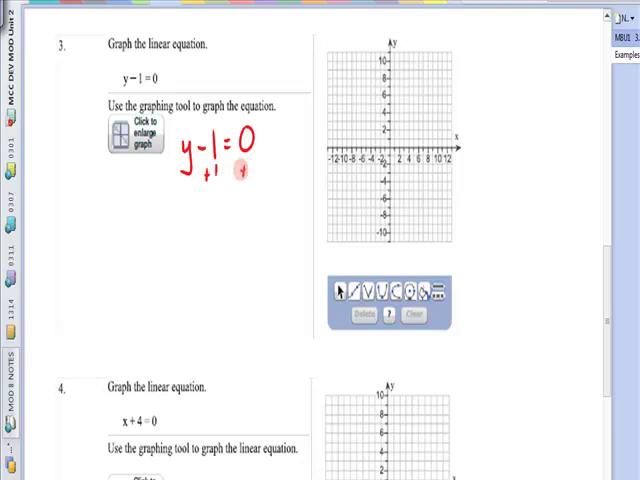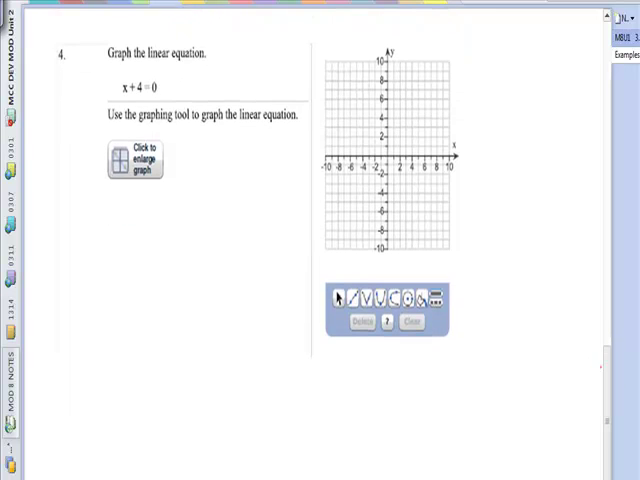So I'll need to add 1 to both sides, and now I have y equals 1. That means it cuts through the y-axis at 1. All right, that's the y-axis at 1. Pick another point on that horizontal line, and there's your line. Once again, mine aren't as straight as they really should be.